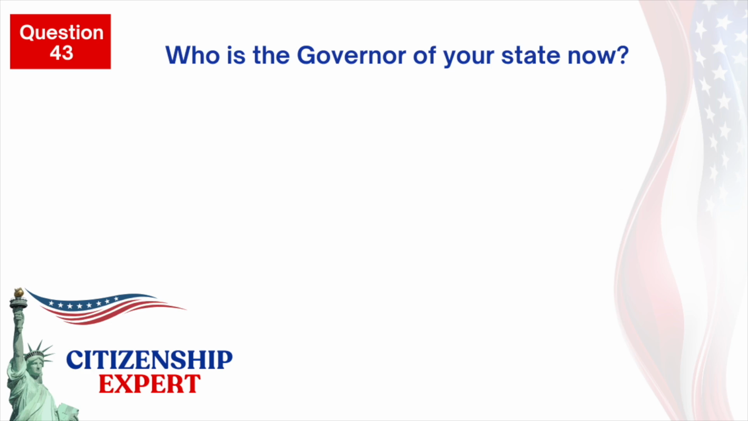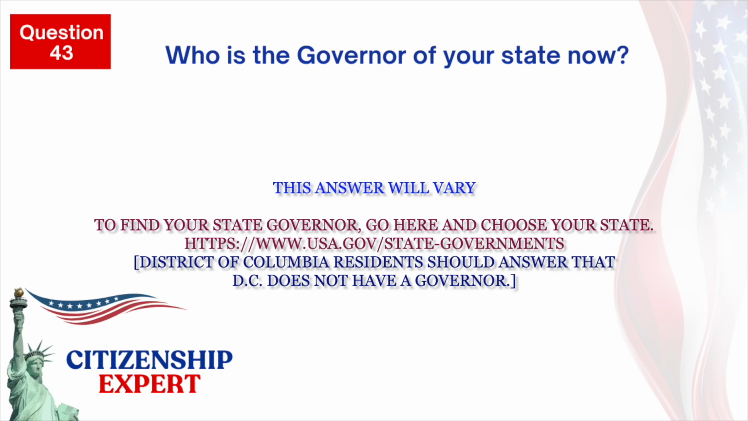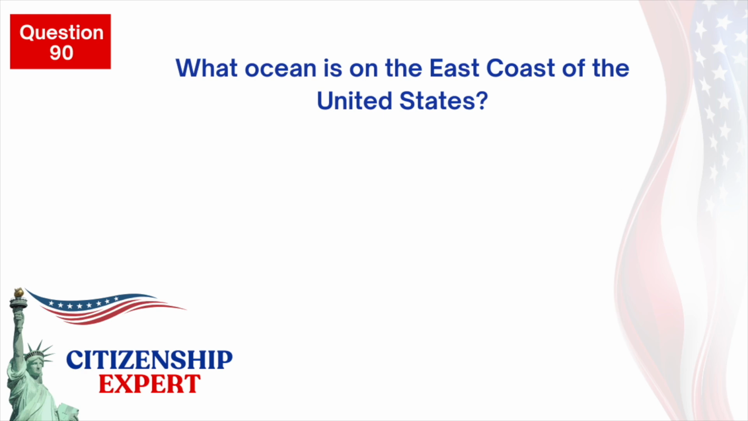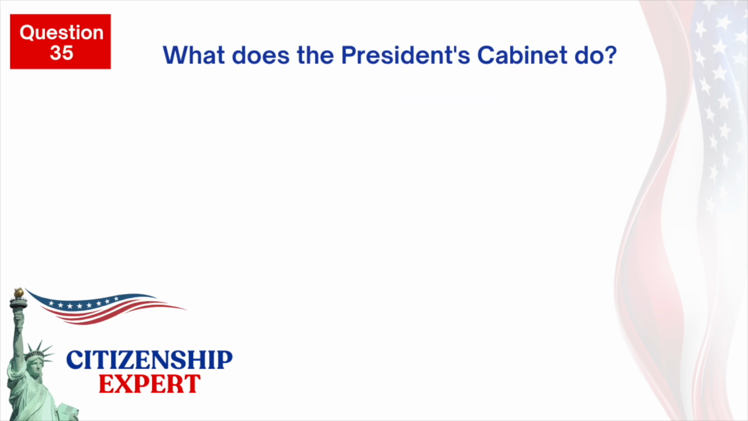Who is the governor of your state now? Why did the colonists fight the British? Because of high taxes. What ocean is on the east coast of the United States? Atlantic Ocean. What does the President's cabinet do? Advises the President.